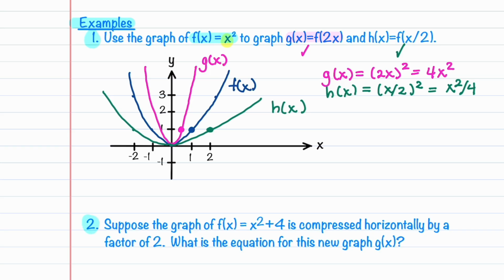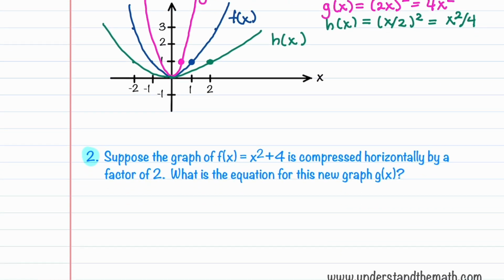Let's now look at our second example. Suppose the graph of f of x is equal to x squared plus 4 is compressed horizontally by a factor of 2. What is the equation for our new graph, g of x? When f of x is compressed horizontally by a factor of 2, we have to multiply x by 2. Remember, compressing horizontally, you multiply. Stretching horizontally, you divide. G of x is then going to be f of 2x.